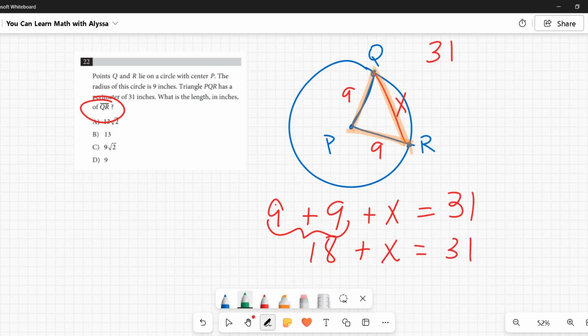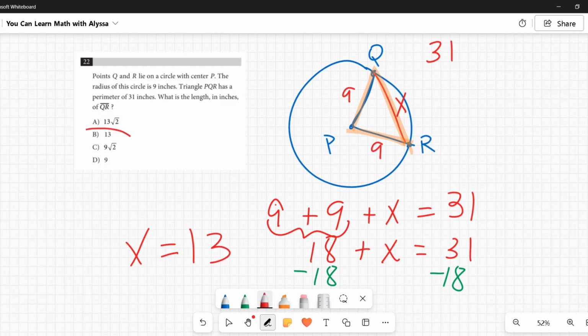So to solve for X, I need to undo what's been done. 18 has been added, so the opposite of that is to subtract 18 from both sides, and I will get just an X on the left and 31 minus 18, or 13 on the right. And that's B.